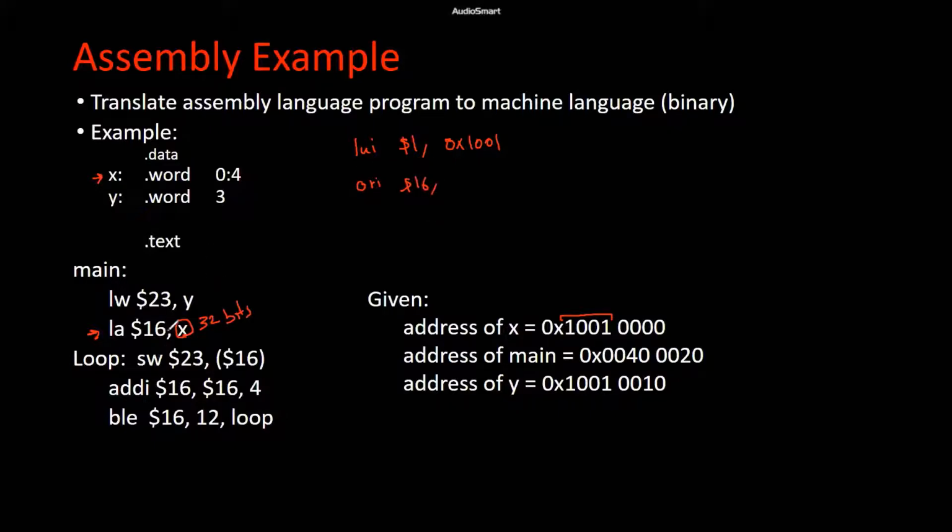And we are doing an OR between register 1 and the lower part, 0000. So the result is going to be stored here, basically this whole number stored in register 16. Exactly what load address is supposed to do. But we can also simplify this.